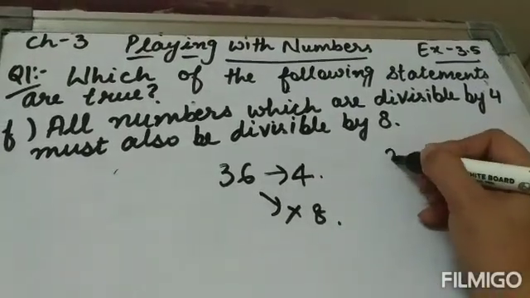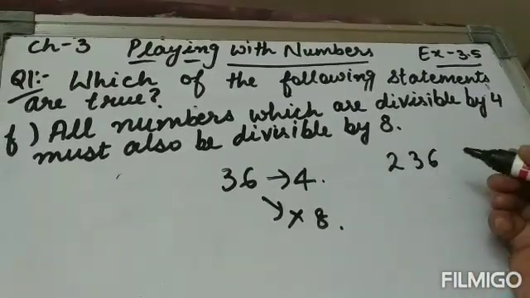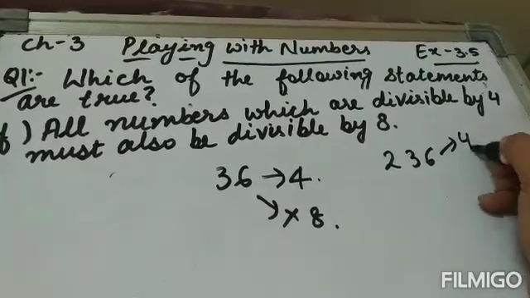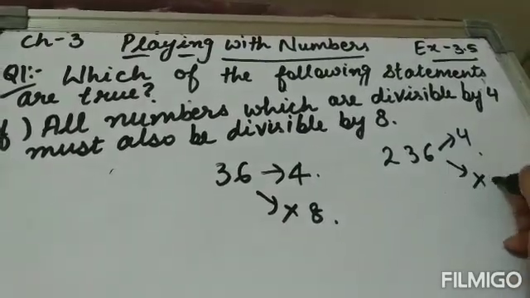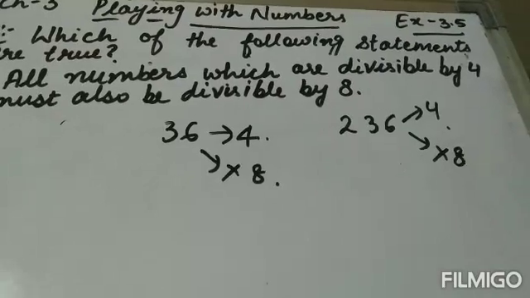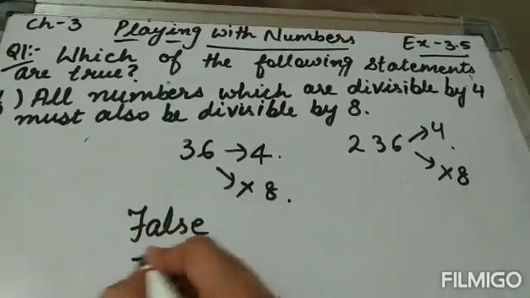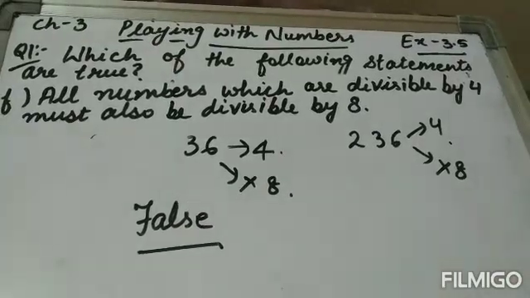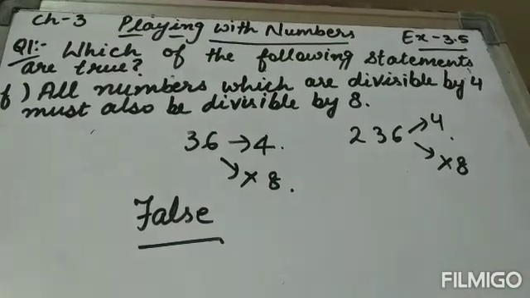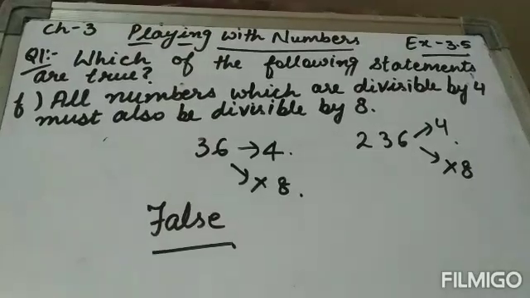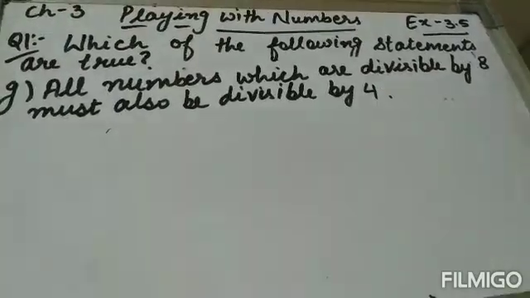Take one more example, 236. Again, this 236 is divisible by 4, but this is not divisible by 8. That means this statement is false. Okay, this statement is false, that all numbers which are divisible by 4 must also be divisible by 8. This statement is totally false.